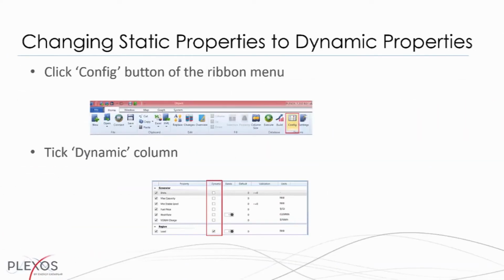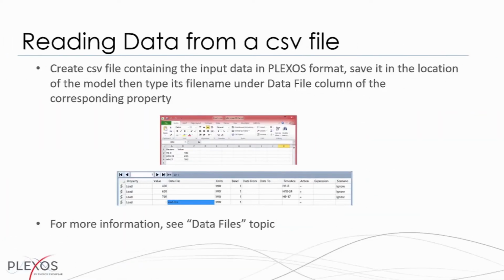Changing static properties to dynamic properties. This can be easily done by clicking on the config button on the ribbon menu and ticking the dynamic column where it applies. Reading data from a CSV file.